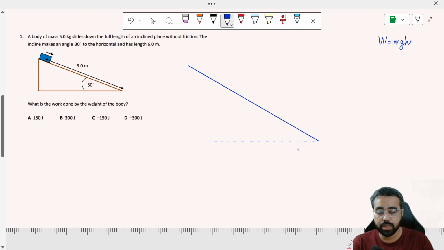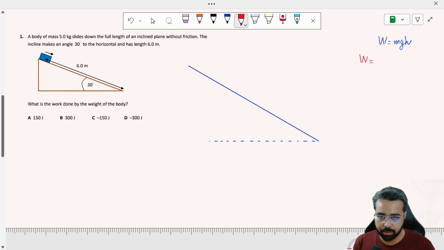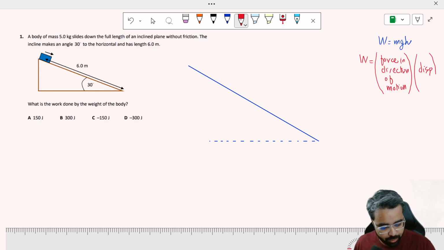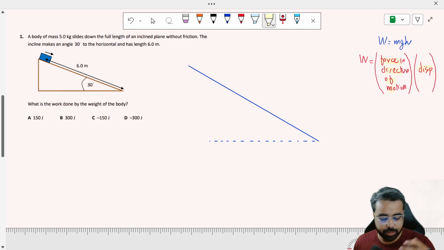We have to see what the concept of work is. Work done is the product of the displacement, the distance from the initial position to the final position in a straight line, and the component of force that acts in the direction of displacement. All right, so force in the direction of displacement, and the displacement.